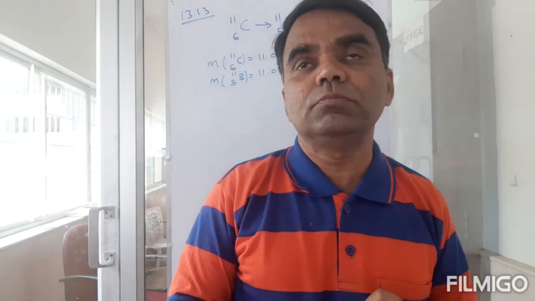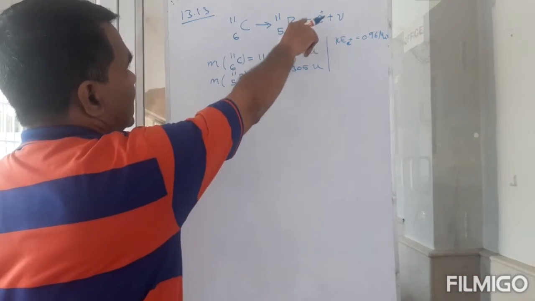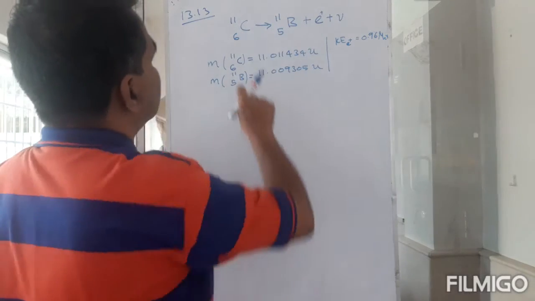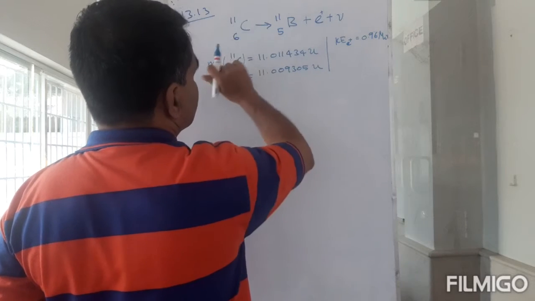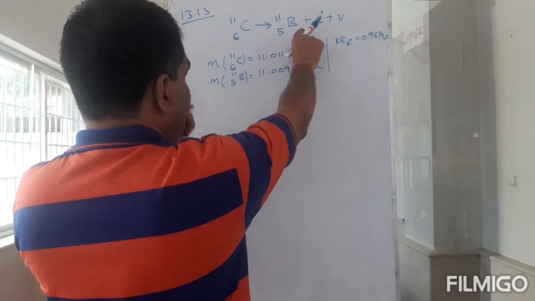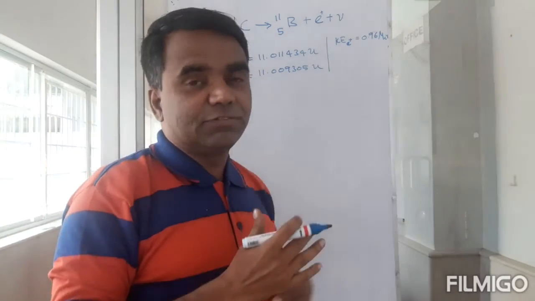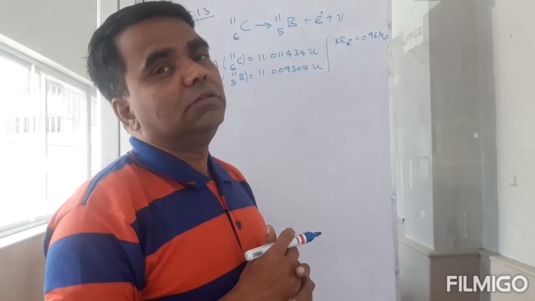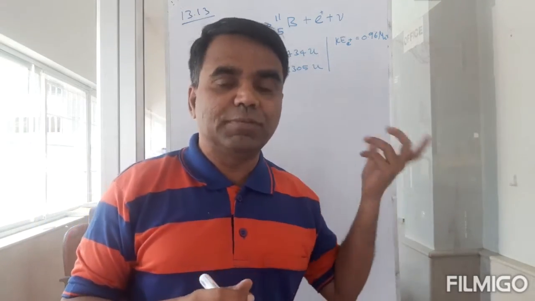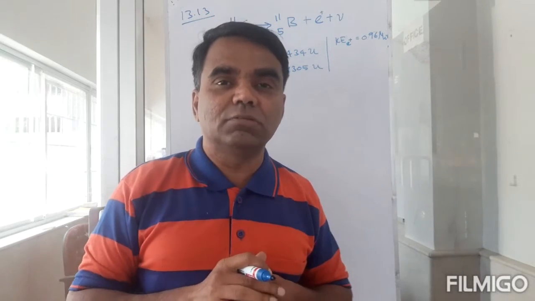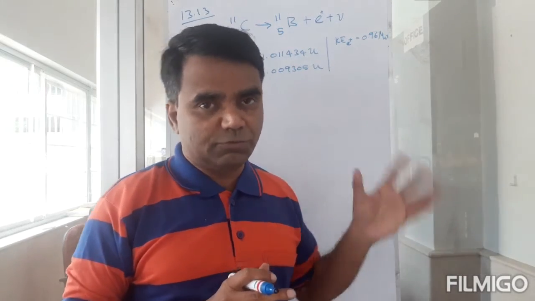Generally what we do, you take the parent mass, then you have the mass of boron, mass of positron, and mass of neutrino. You combine, then you find the difference, you find the mass defect, and convert that into energy. So multiply that by c squared if the mass is in kg, or multiply that with 931 if the mass is in atomic mass units to find the energy in mega electron volt. So that's how you do it.